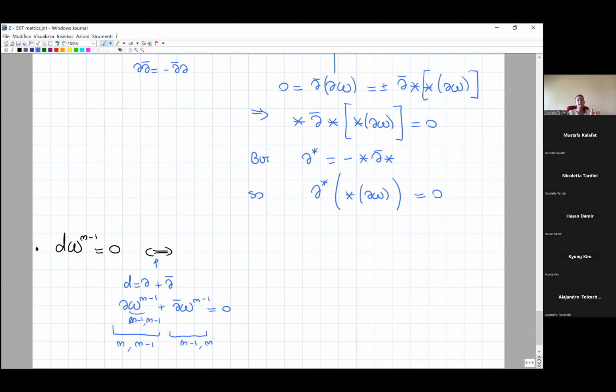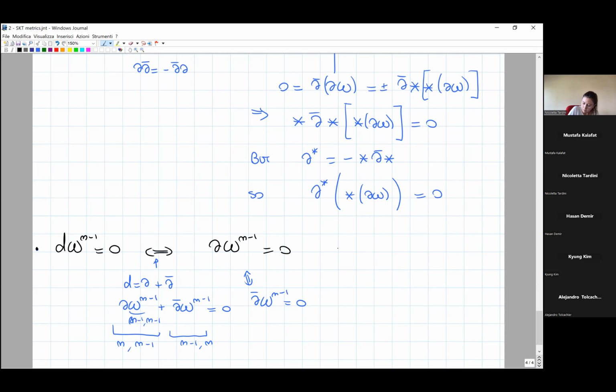And also omega is a real form. So it's equivalent to say that d omega^(n-1) = 0 is equivalent to saying that ∂ of omega^(n-1) is equal to 0. Okay? Because this is also equivalent to saying that ∂-bar of omega^(n-1) is 0, because omega is a real form, okay?